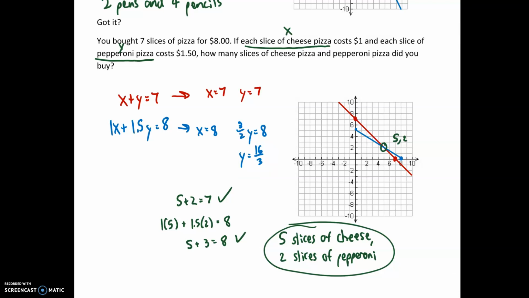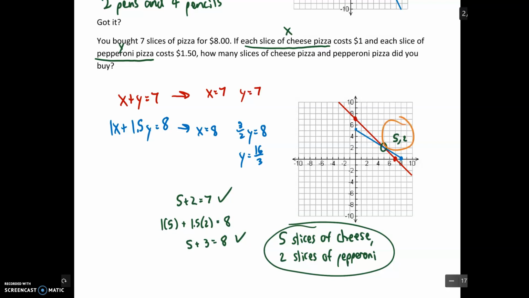I tried to graph these as close as I could and double check to make sure that (5, 2) was our solution where they crossed over. If I was to plug those back into my first equation, again, 5 for x and 2 for y, it does work in terms of number of slices. Add them together, we get 7. And if I want to plug those back into my cost equation, again, just verifying that that was our correct intersection point, that works in our cost equation as well.